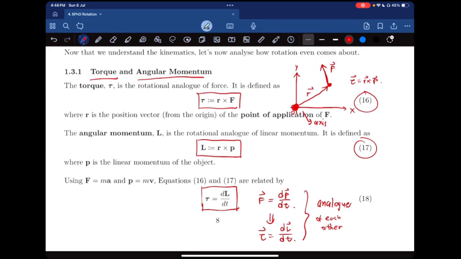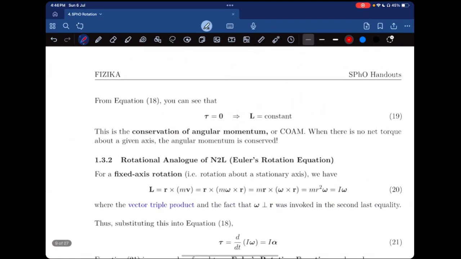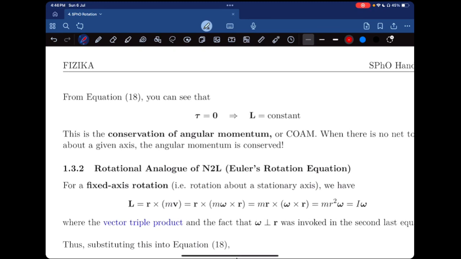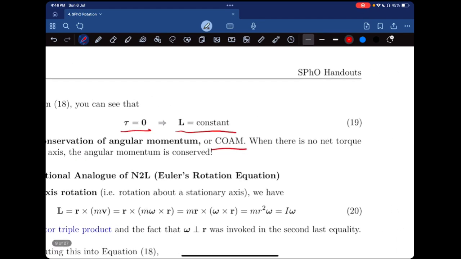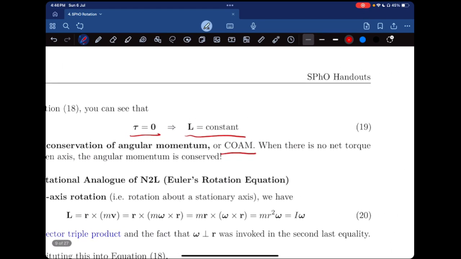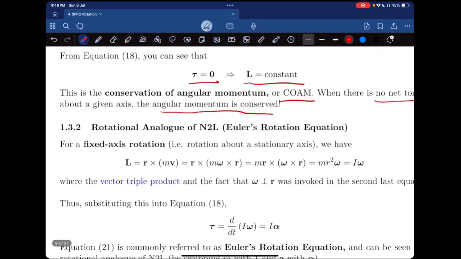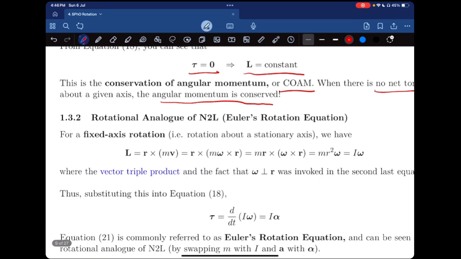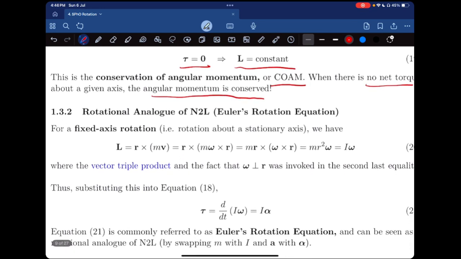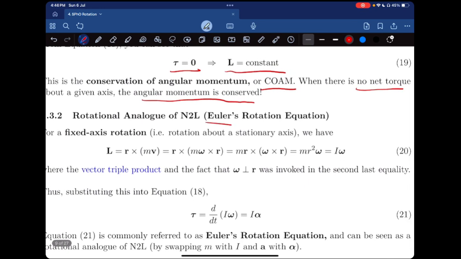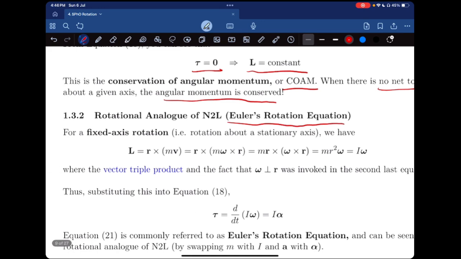Because torque is the time derivative of angular momentum, you can see that if your torque is 0, then your angular momentum is constant with time. This is what we call the conservation of angular momentum, or COAM for short, which means when there's no net torque, angular momentum is conserved. We will see how to apply the COAM later on. For now, let's look at the rotational analog of Newton's second law, which we call Euler's rotation equation.